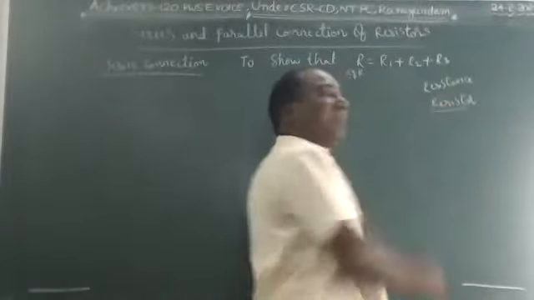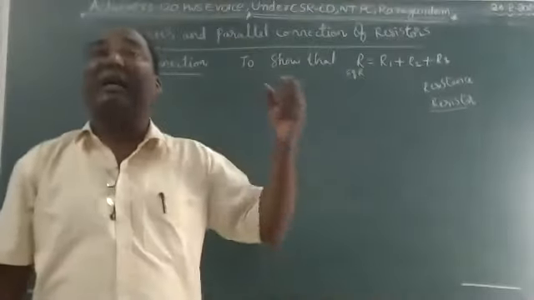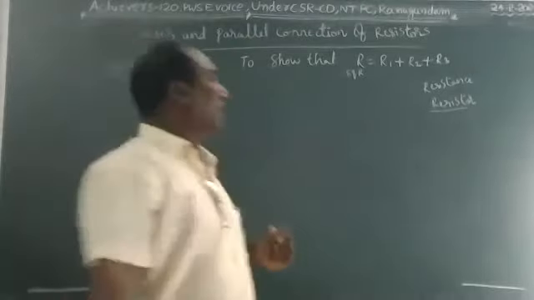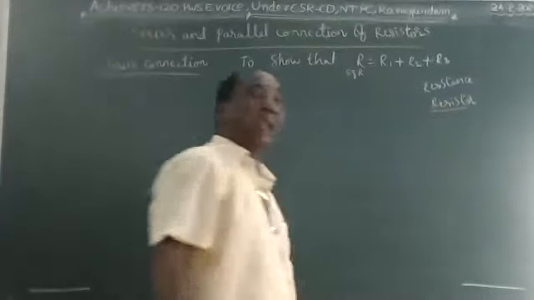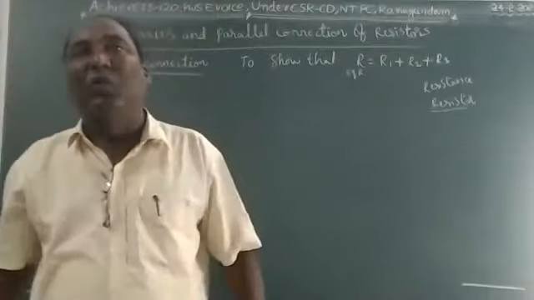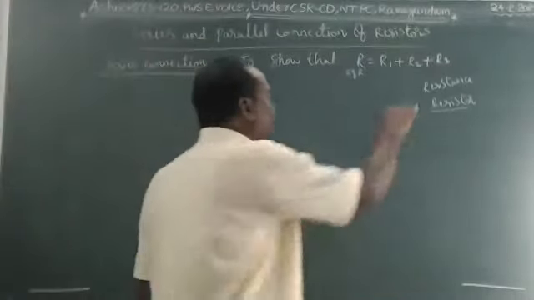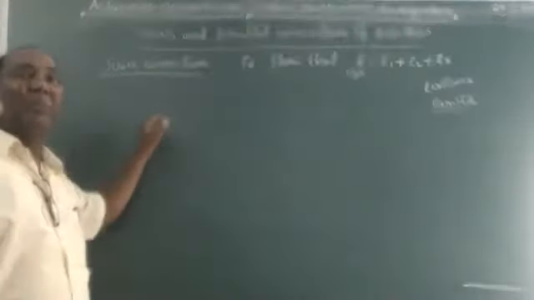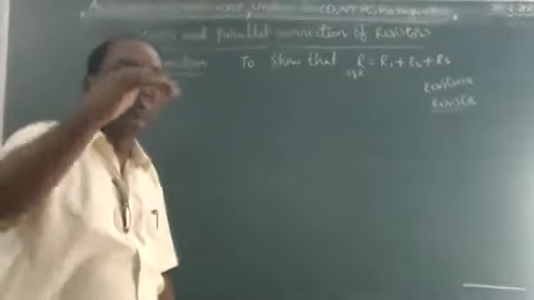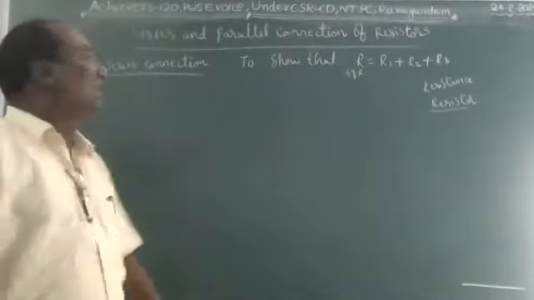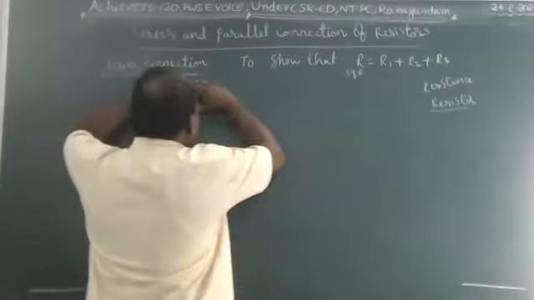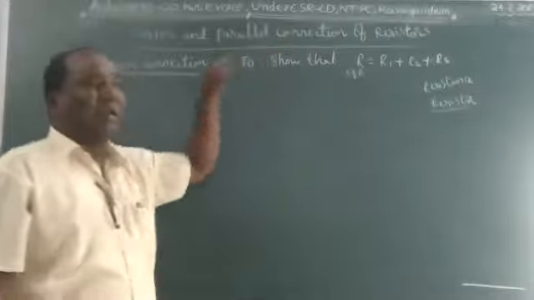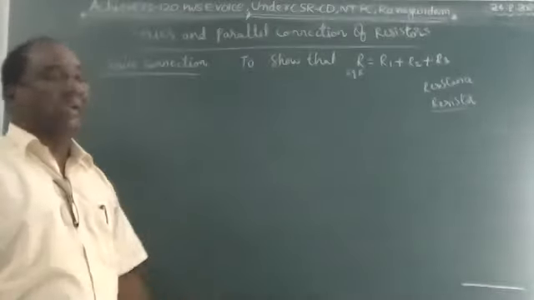What is meant by resistor? The material which offers resistance to the flow of electrons in it is called a resistor. So, series connection: current flows in a single path in a circuit. The current flows in a systematic, single way. Current flows equally through all, but voltage is divided.